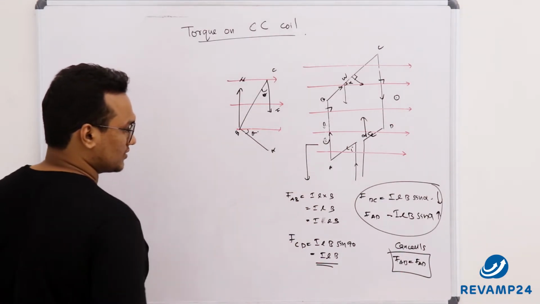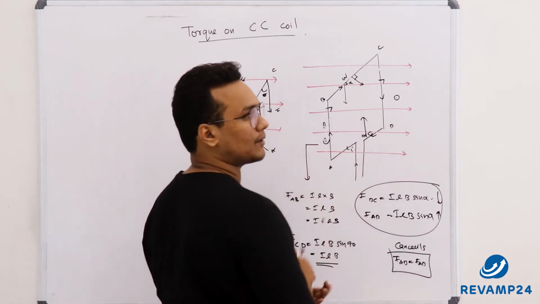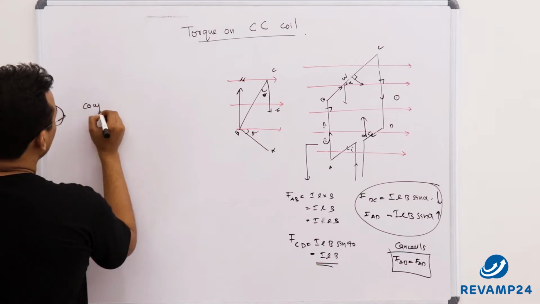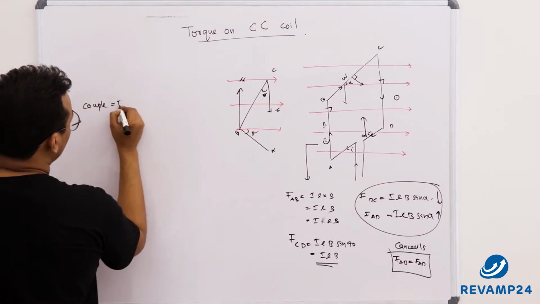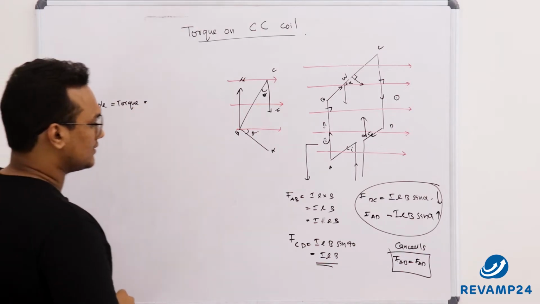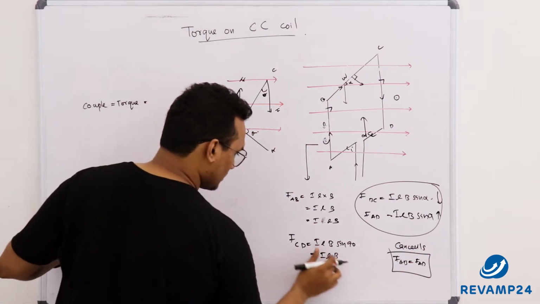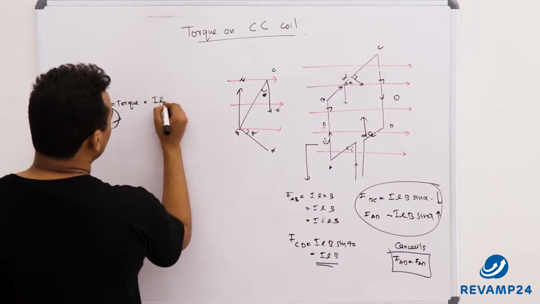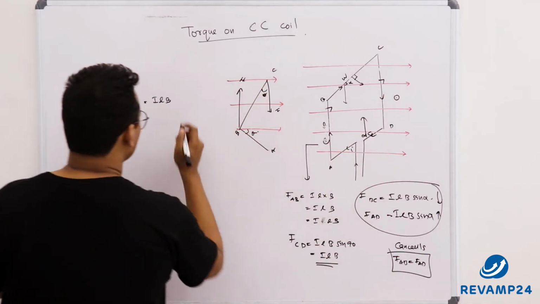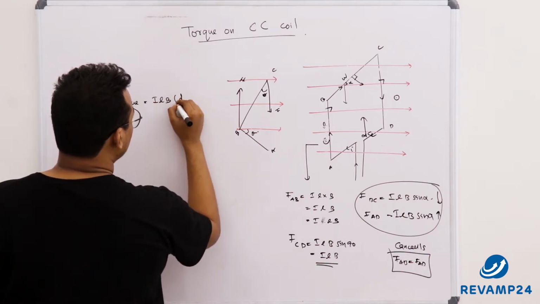Now, so we got the value of force: 2 equal forces at a distance apart. This is called a couple. Now how to get the value of the couple? Couple or torque, both are the same. Torque created, or couple, is equal to any one of the forces, that is ILB, into the distance in between them. I am going to keep it as distance.